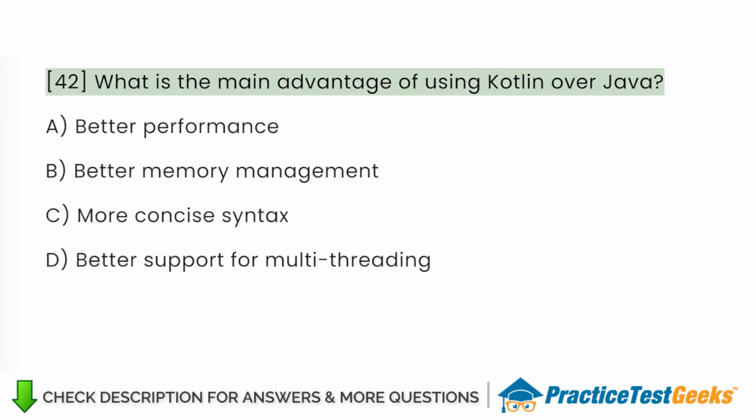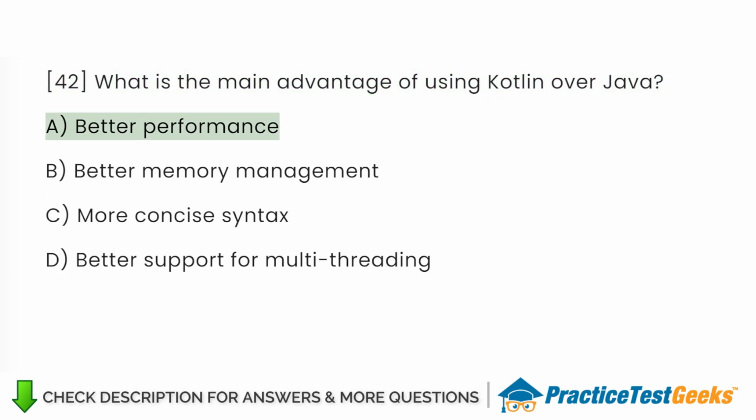What is the main advantage of using Kotlin over Java? A. Better performance. B. Better memory management. C. More concise syntax. D. Better support for multi-threading.